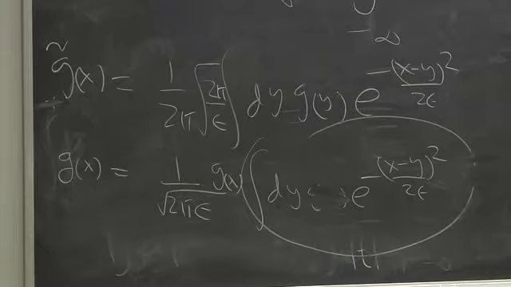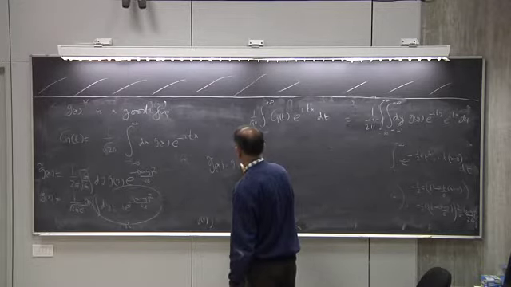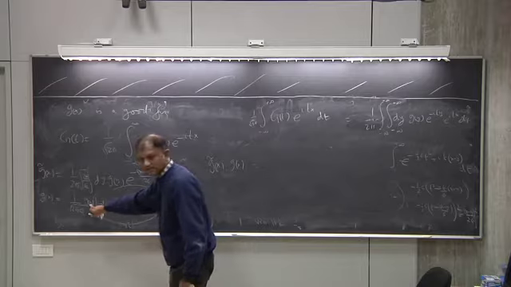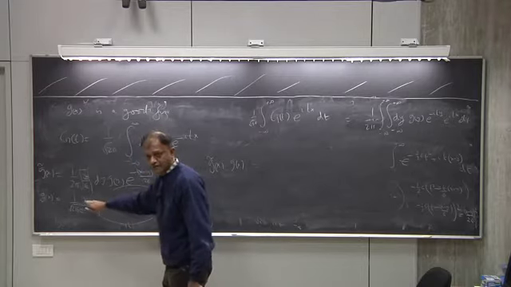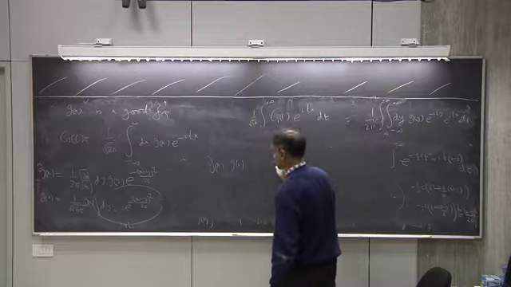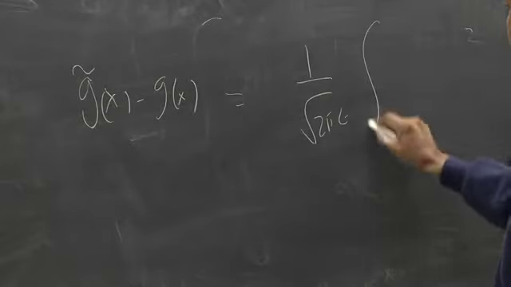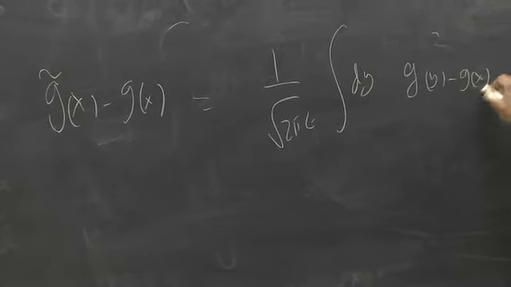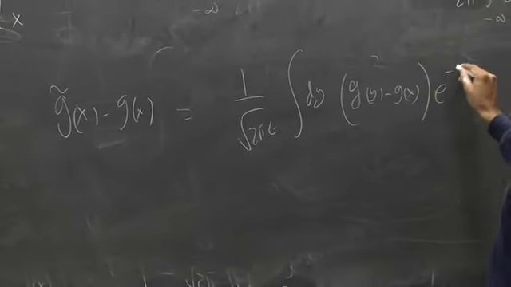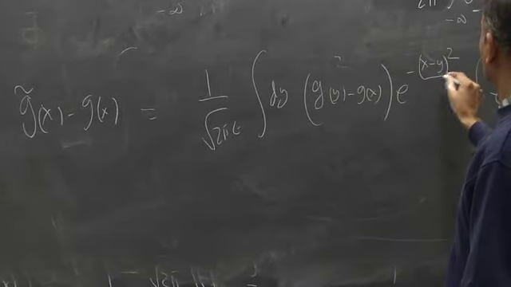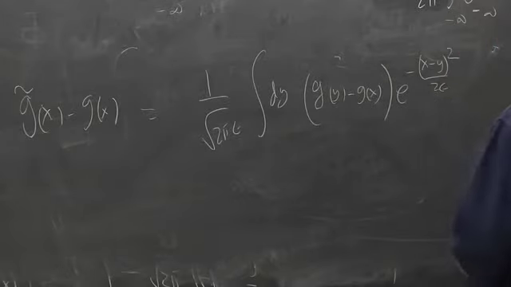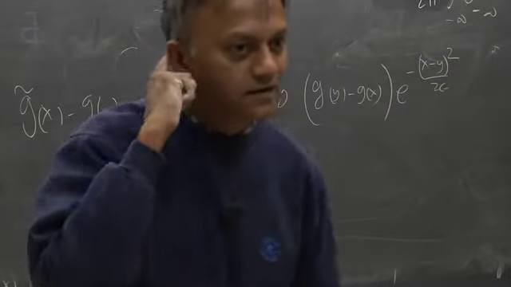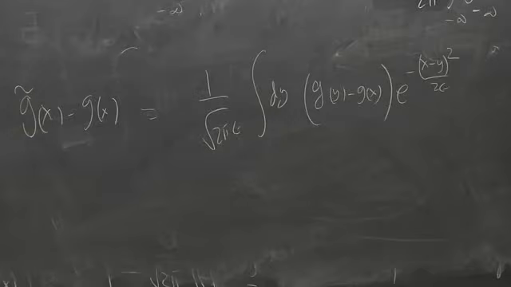So let's take g tilde x minus g of x. Okay, so that's why I put this inside. This is a function of x. This is the integration over y. I can put it inside. So that's the same as 1 over root 2 pi epsilon integral dy (g of y minus g of x) times e to the minus (x minus y) square over 2 epsilon. Okay. So this is what it is. And what we want to prove is that this in the limit epsilon goes to 0 goes to 0, right. That's what we want to prove.